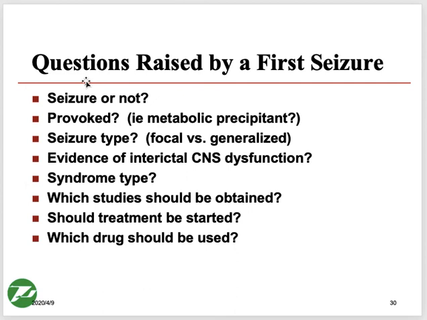Questions raised by the first seizure, whether provoked or not: seizure type, either focal or generalized; is it evidence of CNS dysfunction or a syndrome; which studies should be obtained; should treatment be started; which drugs should be used. Of course, if someone has one provoked seizure, we don't start any drug. But if someone has multiple seizures, or is predisposed to getting more seizures, of course we start the drugs, right?